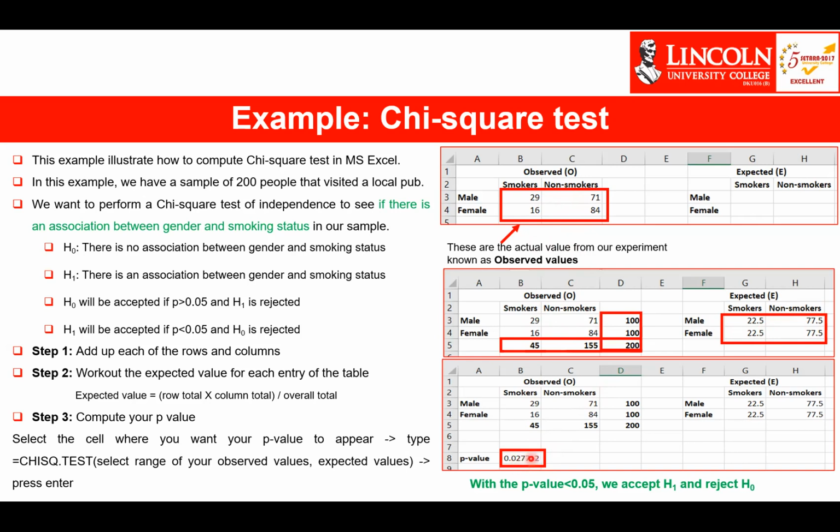So based on whatever value you get here, you check if it is less than 0.05 or more than 0.05. But in this case, because it's less than 0.05, we accept our alternate hypothesis that says that there's an association between gender and smoking status. And we reject the null hypothesis that says that there's no association between gender and smoking status. Okay, based on this, let's see how this can actually be done.